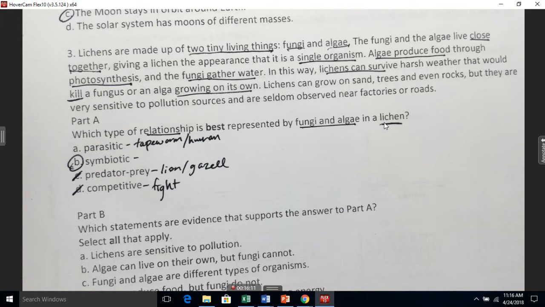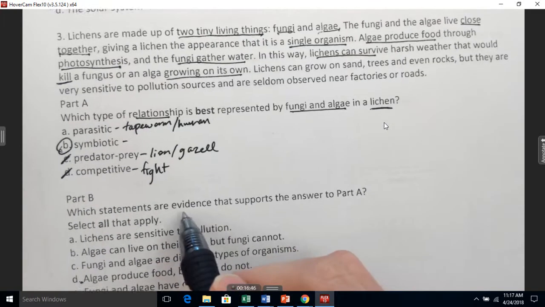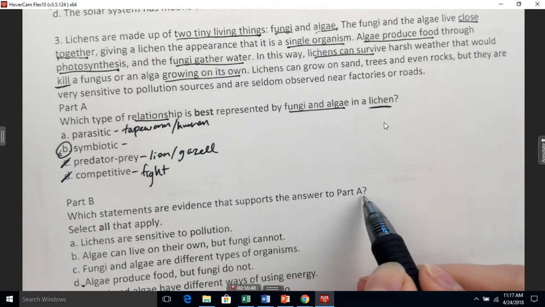Okay, there are three ways that symbiotic works. Either one gets something and the other one's hurt, one gets something and nothing happens to the other, or they both get something. So basically, symbiotic always has good for somebody, but there could be bad. In this case, it's the best one. It's actually called mutualistic. Now, which statements are evidence that supports the answer to part A?